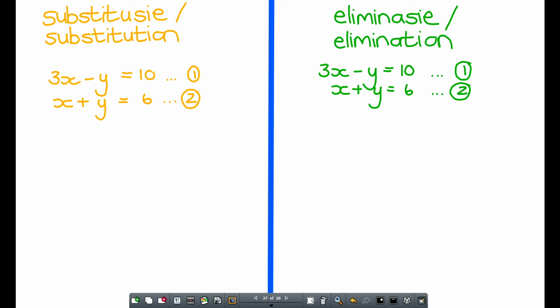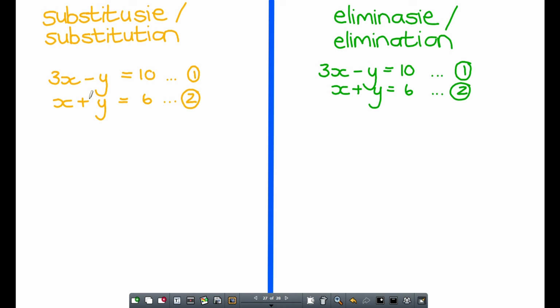So jou eerste stap is, kyk na enige een van jou twee vergelykings, en dan maak jy by daai vergelyking vir x of vir y die onderwerp. Now, what do I mean when I say make x or y the subject? It means I want that equation to be x is equal to something. Not 2x, not 3x, ek wil net x of net y gelyk aan iets hê. So in the first equation, I can't use 3x, because then I still got to get rid of that 3.